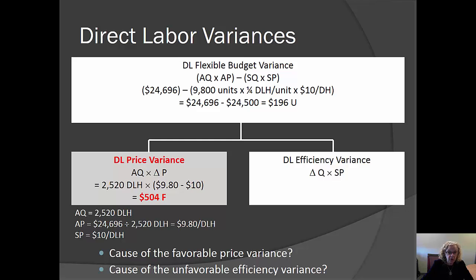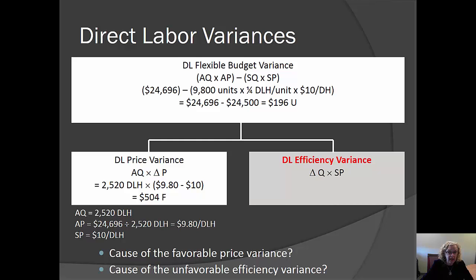Now we can also compute the direct labor efficiency variance. This is also sometimes called a usage variance, or it's sometimes called a quantity variance. They mean the same thing. And that is the difference in the quantity used, but at the standard price. Here's the reason for that formula. We've already dealt with the effect of paying a different amount than we expected to.